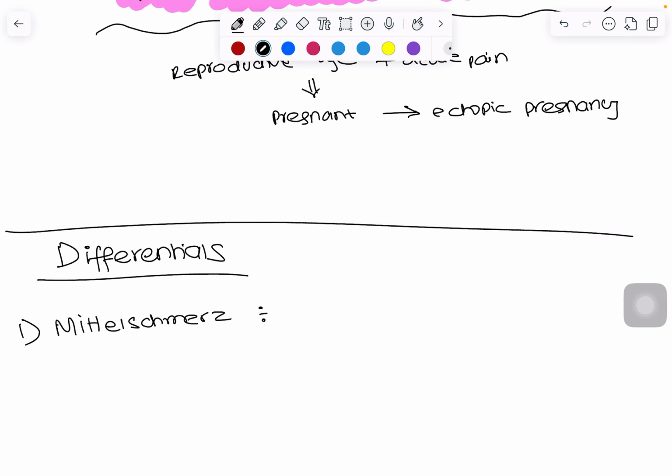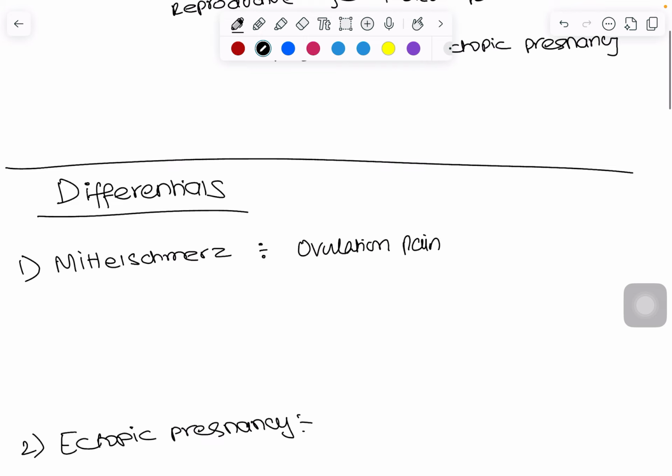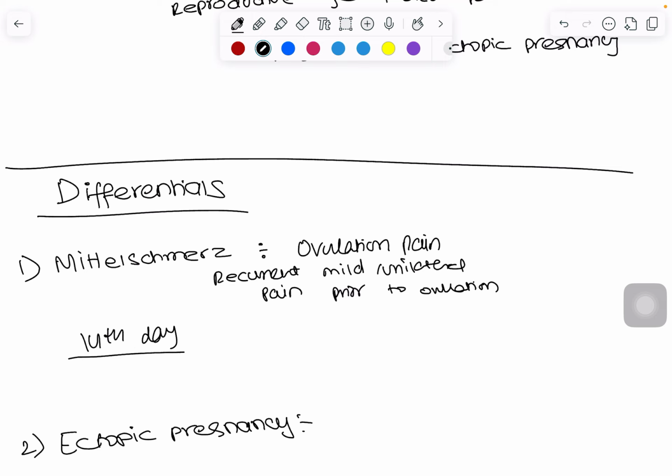First off, we have Mittelschmerz. This is also called ovulation pain in the common language, and this is very common actually in a lot of women. It's a recurrent, mild, and unilateral pain that occurs prior to ovulation. So the pain usually happens on the 14th day of the patient's cycle.